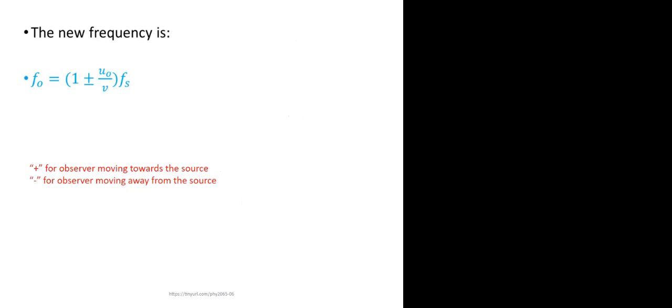If you are approaching the source, then the frequency gets higher, so you take a plus sign. If the observer is approaching the source, you take the positive sign. If the observer is moving away from the source, then you take the negative sign, and the frequency will decrease in that case.